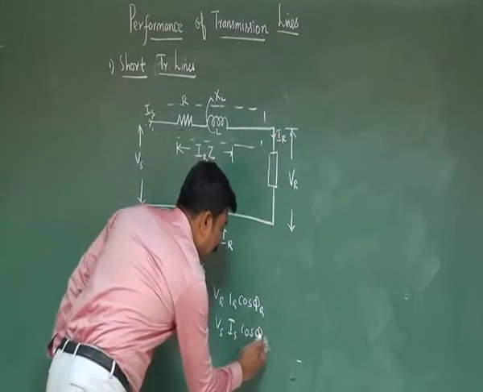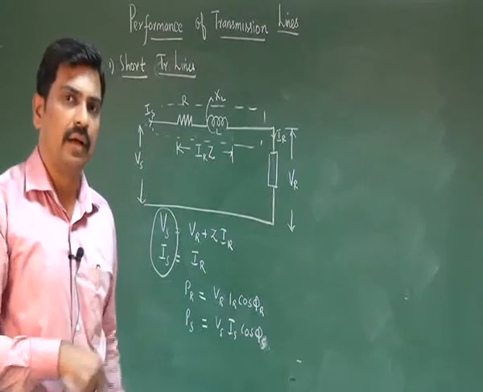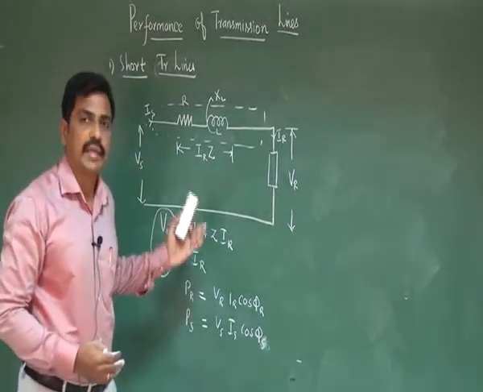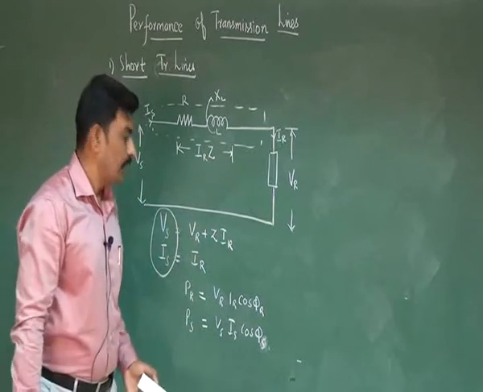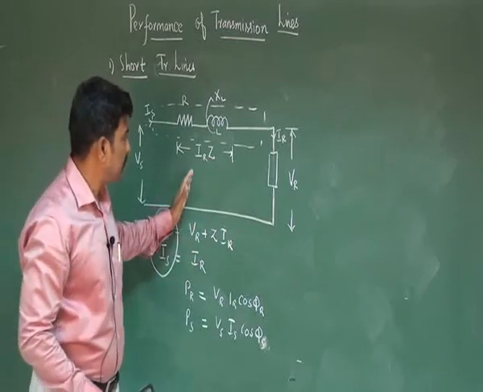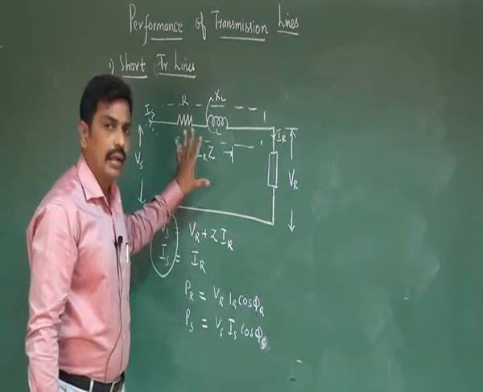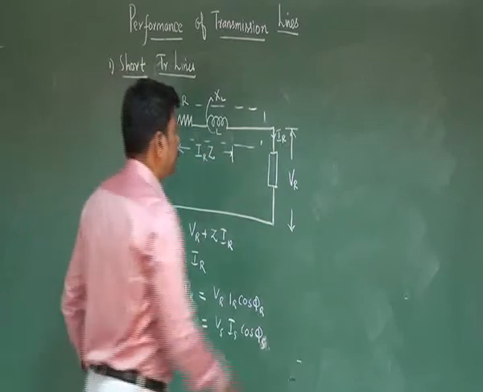After finding these parameters, that is receiving end power and sending end power, what is our aim? Our aim is to determine the performance considerations. First one is efficiency and the second one is voltage regulation. If you know the performance considerations of any transmission lines, we can understand the concept of sending end power and receiving end power.